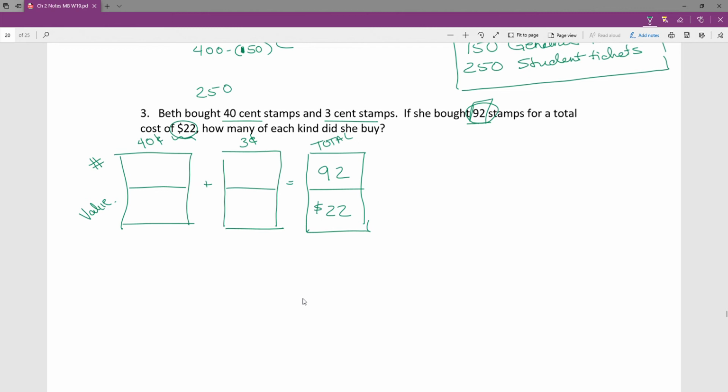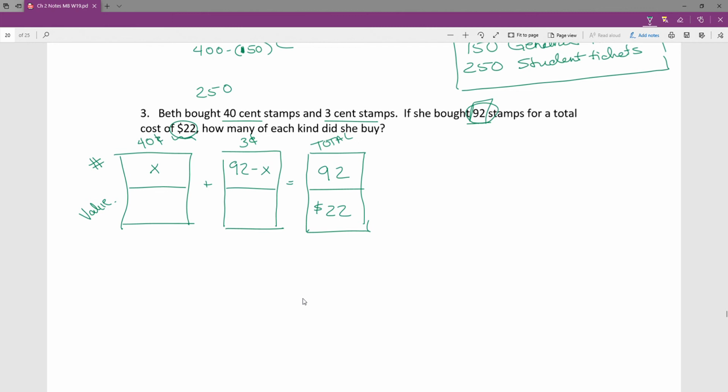The next thing I need to do is turn my attention to my X statement. So it doesn't matter whether you make the 3-cent stamps X or the 40-cent stamps X. One's going to be X and the other is going to be the total minus the other part. So this would add up to 92 stamps. So I've got my number of stamps and now I have to craft the value of them.